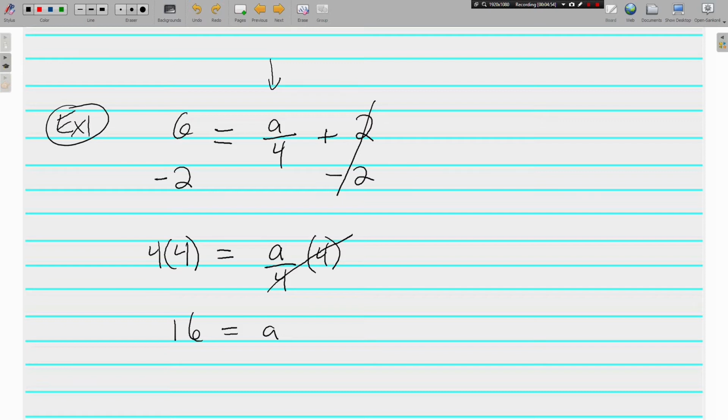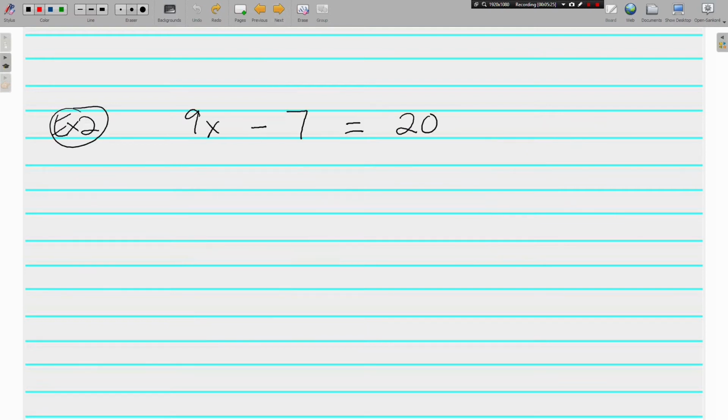You can always double check your answer by putting your solution back into the original problem. 6 equals 16 over 4 plus 2. Well, let's see. 16 over 4 is 4. And then 4 plus 2 is 6. So, does 6 equal 6? It sure does. We must have done it right.